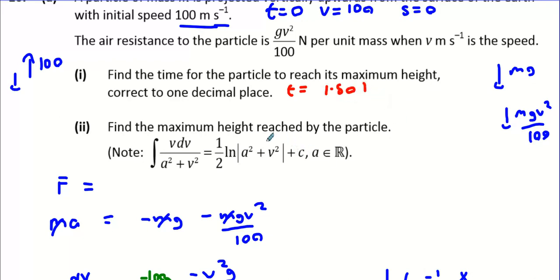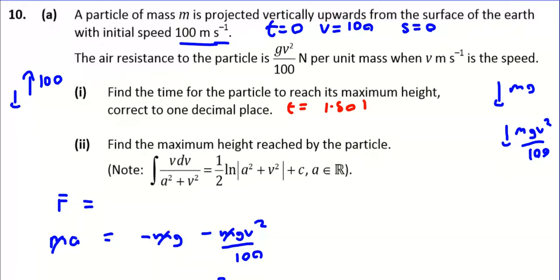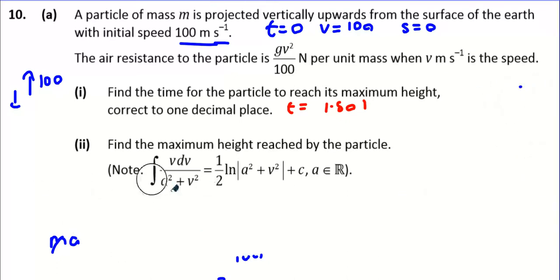Find the maximum height reached by the particle. Okay, let's find this one out now. And pause. Okay, so what we now know is that T, we can calculate the maximum height. Now it gives a bit of a hint away at the start. See the v dv here? That's a bit of a hint of how we're actually going to take on this question.